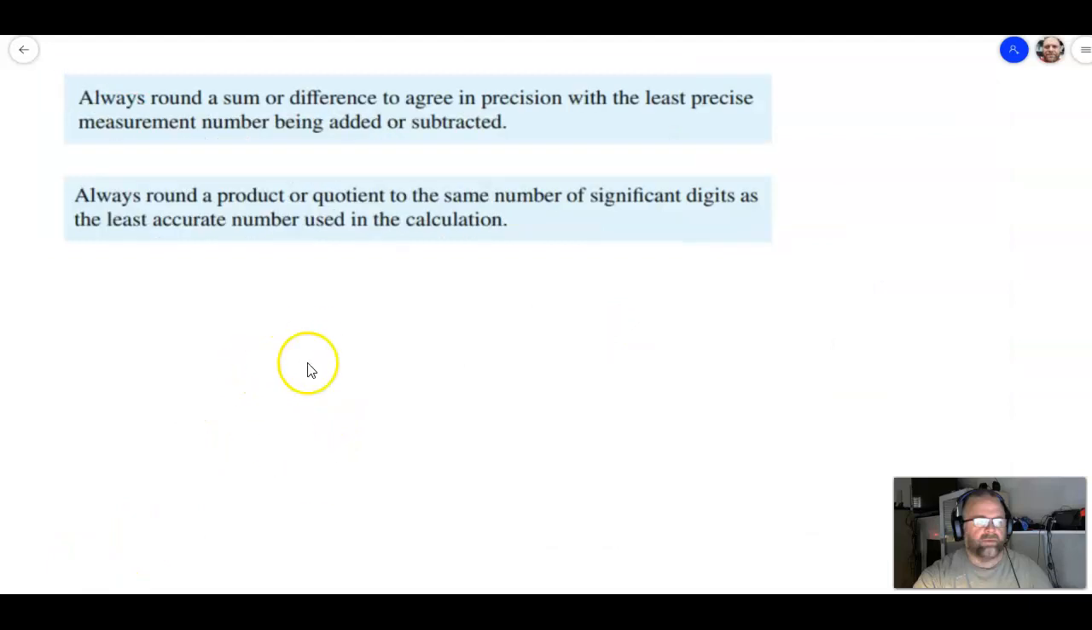All right, and the last two things I wanted to talk about is when we are adding, subtracting, multiplying, or dividing numbers, how do we figure out how to round our final answer? And so we have some rules. We always round a sum or difference, that's adding or subtracting, to agree in precision with the least precise measurement being added or subtracted. We'll take a look at an example of that. And then always round a product or quotient to the same number of significant digits as the least accurate number used in the calculation.